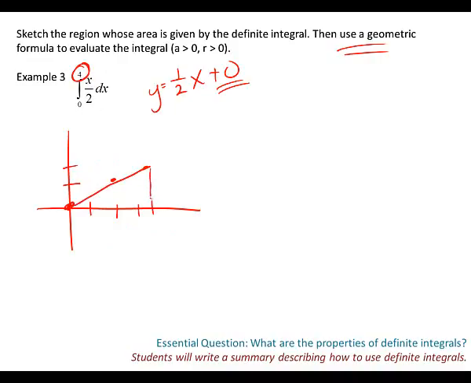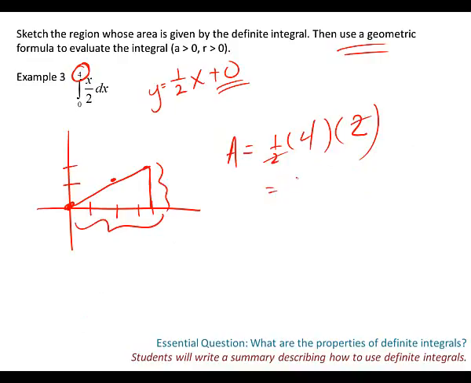So if I were to look at the shape I just created, what shape is it? Triangle. We already know how to do area of a triangle, don't we? 1/2 base times the height. What's the base? 4. Good. What's the height? 2. Okay. What happens? What can I cancel? 2's gone. What's my area?